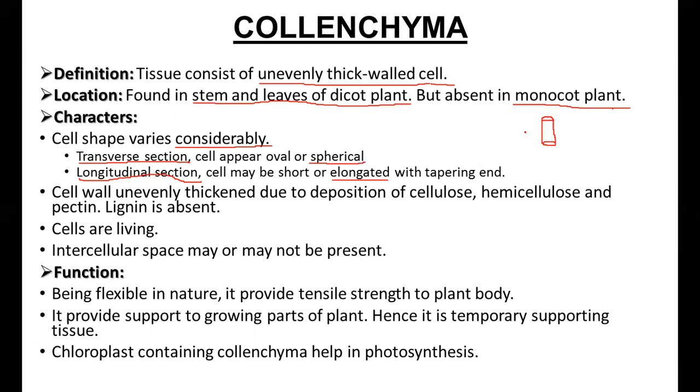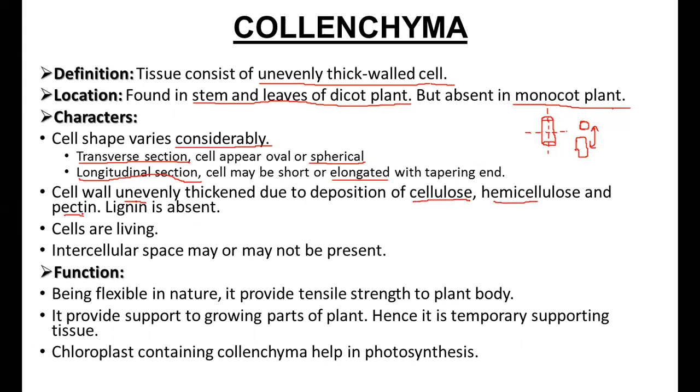So when we make a cross section through this plane, we see that the shape of the cell is round shaped. And if we make a cross section through this plane, then we see that the shape of the cell is elongated. So this is the only clarification. By being spherical and elongated, the cells are pipe-like shaped. And the cell wall is unevenly thickened due to deposition of cellulose. Except cellulose, other substances like hemicellulose and pectin are present.